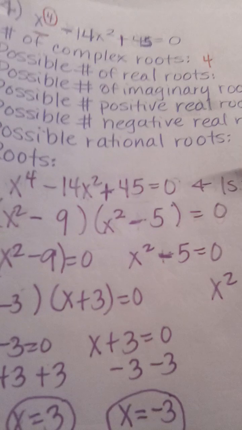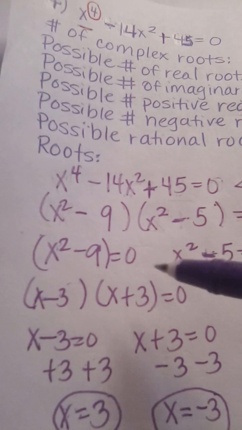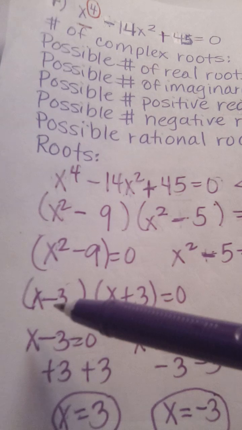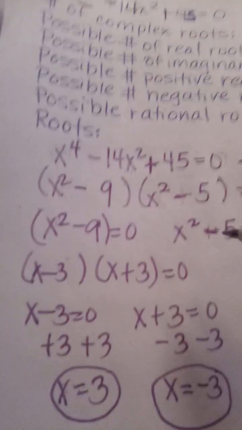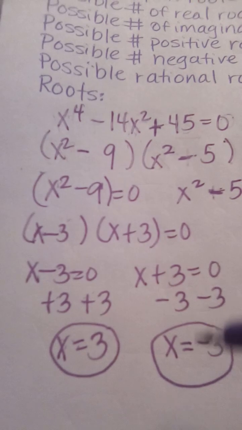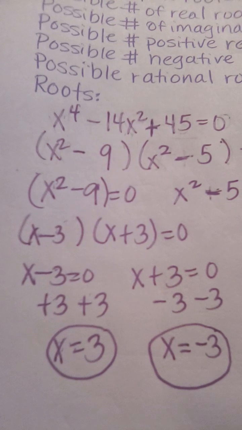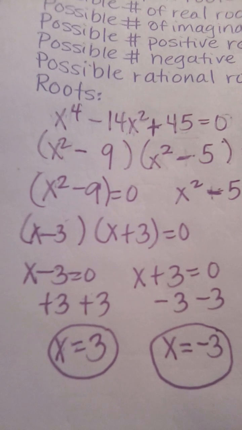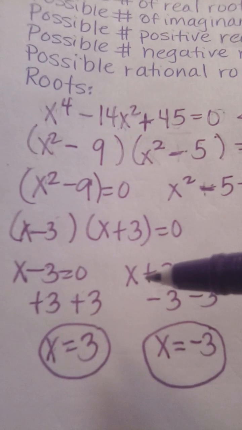All right. And then we could factor: the x squared minus 9 will equal 0. We have x minus 3 and x plus 3 as separate factors. And you can see for the rest of it, x equals positive 3 and negative 3. So far, it's not that bad, right?